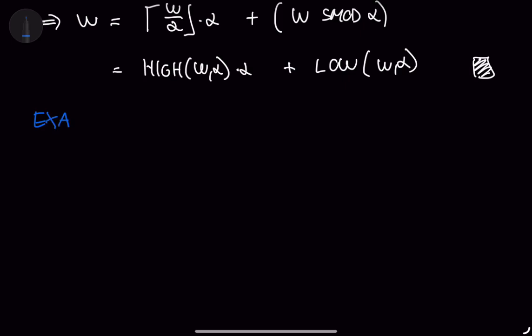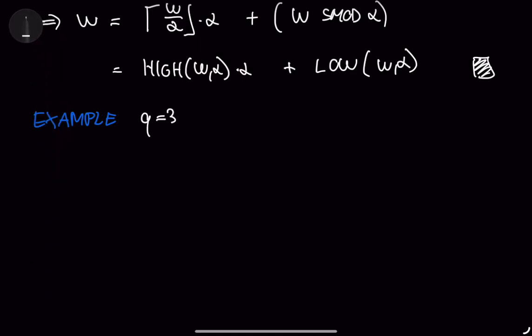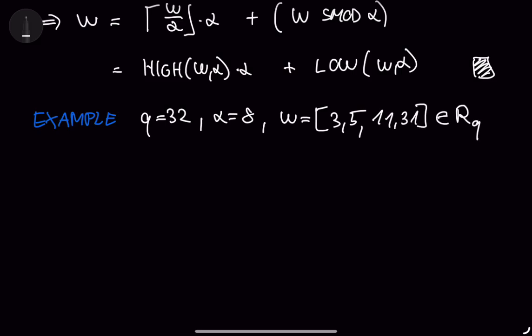So, example. Okay. The values we consider: q is 32, the alpha value is 8, and we start now not only with a Zq element, we just take an Rq element, so it's a vector in Zq elements, and we take 3, 5, 11, 31, and now we compute high and low, and then we show that the combination again computes the W.